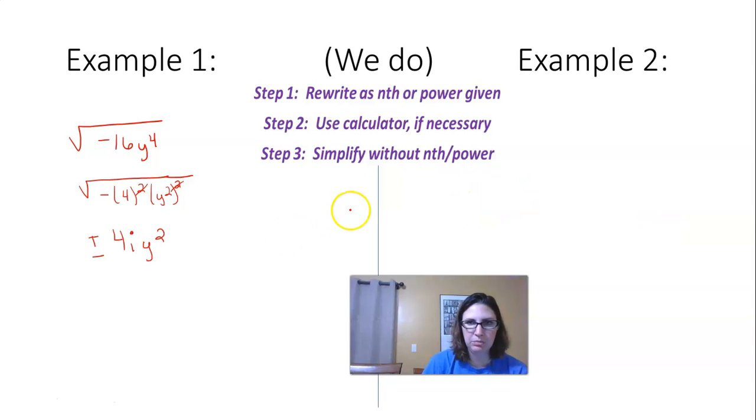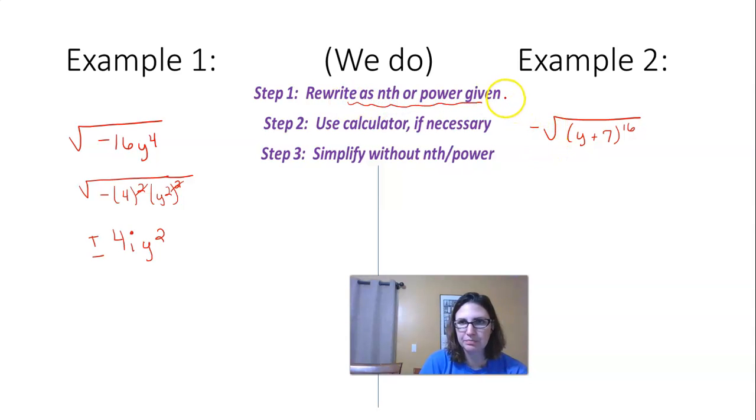All right, let me give you one more to try. This one is really similar to the one we did on the other screen. So we're going to have a negative on the outside, and your expression is going to be y plus 7. This one's going to be to the power of 16. So rewrite this one as the power that's in your index, and then go ahead and simplify it without the radical symbol. All right, give this one a try. I'll pause the video, and you should too.